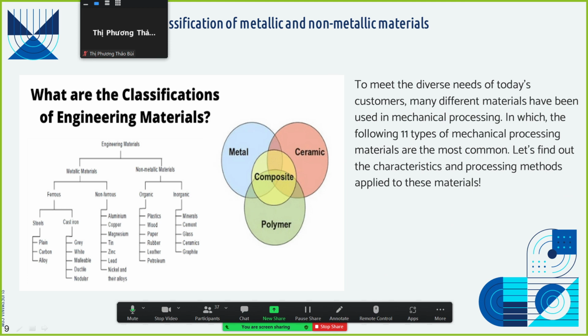Classification of metallic and non-metallic material. To meet the diverse needs of today's customers, many different materials have been used in mechanical processing, in which the following 11 types of mechanical processing material are the most common. Let's find out the characteristics and processing methods applied to these materials.